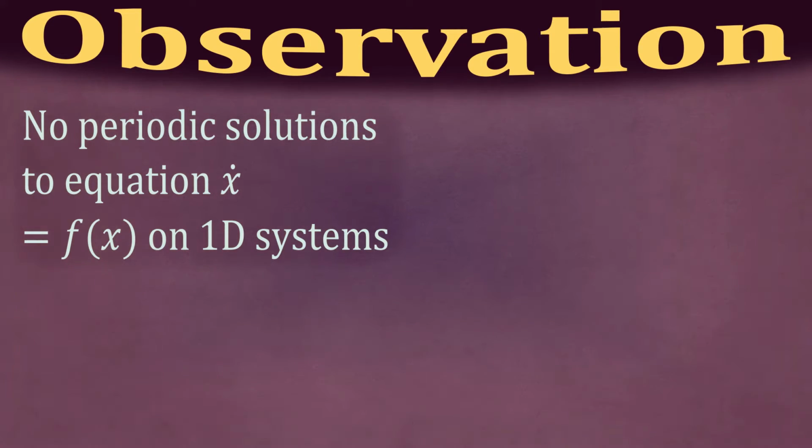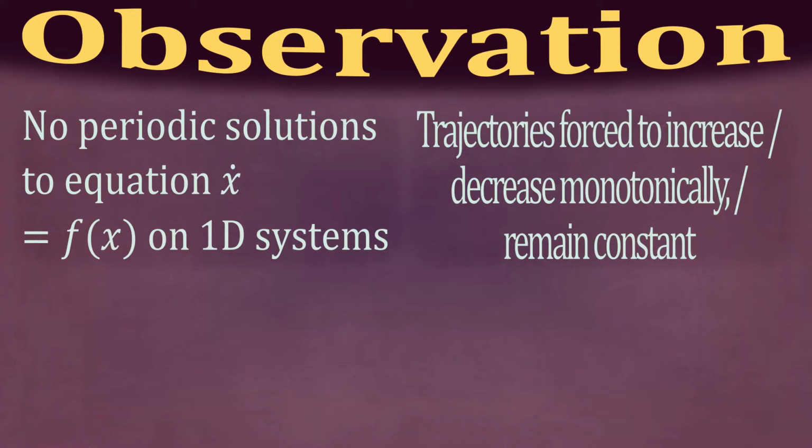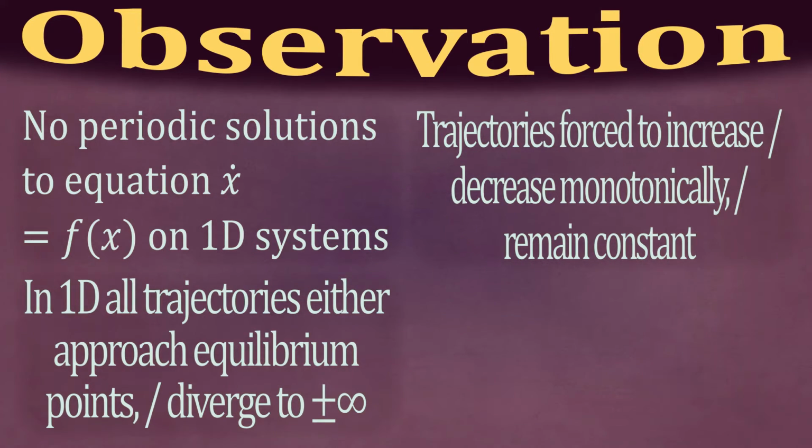Now let's discuss an observation. There are no periodic solutions to the equation x dot equals f of x on the 1D system. The trajectories are either forced to increase or decrease monotonically, or to remain constant. So in 1D, all trajectories either approach an equilibrium point or diverge to plus or minus infinity.